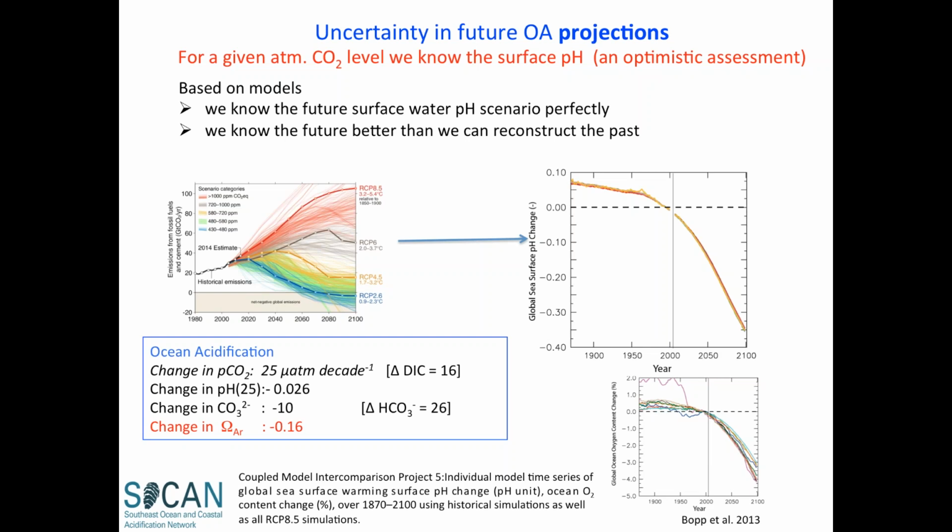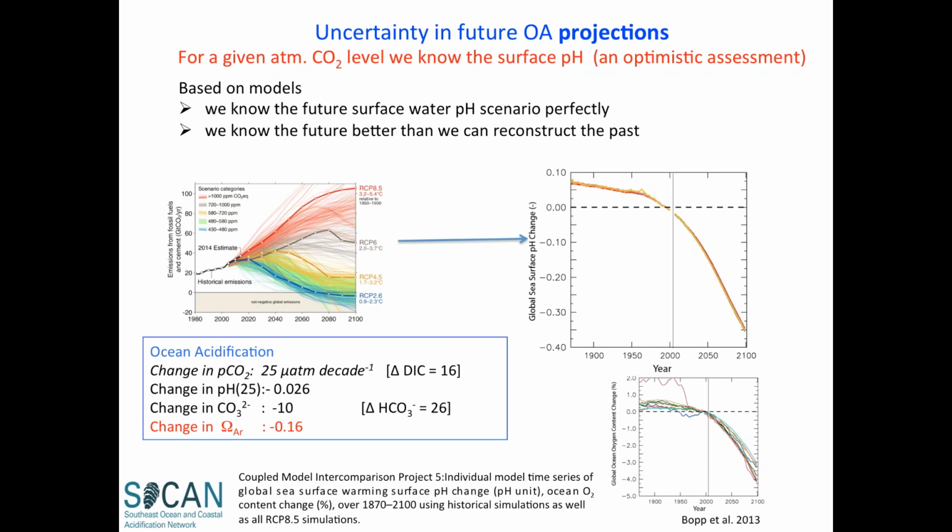Which will basically decrease the pH by 0.026, change the carbonate ion by 10, and the aragonite saturation state by 0.16. So keep those numbers in your mind, and these are based on a 10-year projection, and you can see what the variability is compared to these projections.